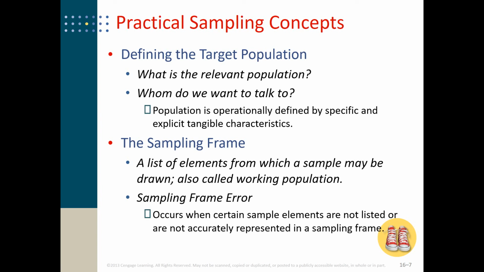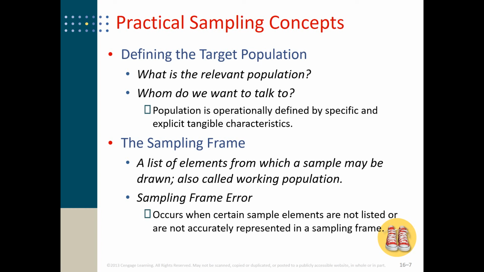For example, if you say that you will be going for a pre-election survey, then a voter list can be a sampling frame. Or the telephone directory can be a sampling frame. Okay, so a sampling frame is basically a list of identities or list of elements from whom you will actually select your sampling units.